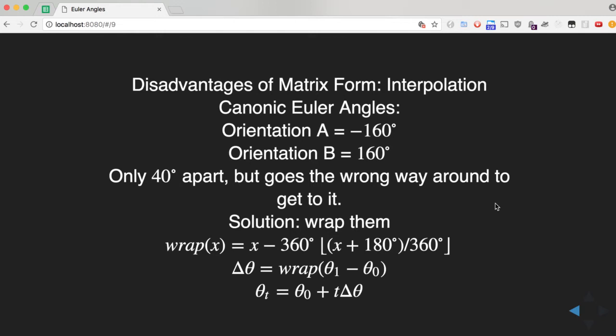So that's it for this episode. That's all we're going to have for Euler angles. We're going to jump right into quaternions next, and we'll have a lot of episodes about those.